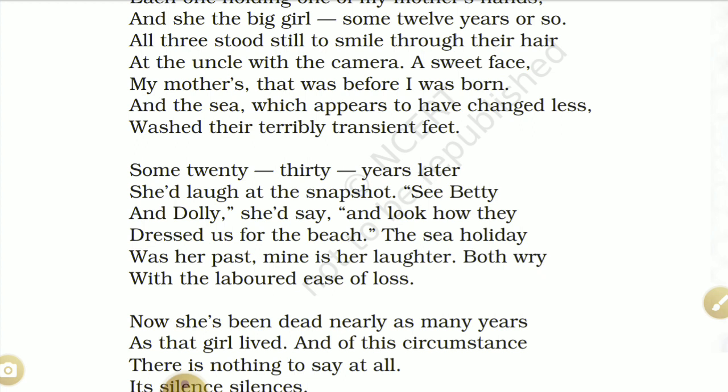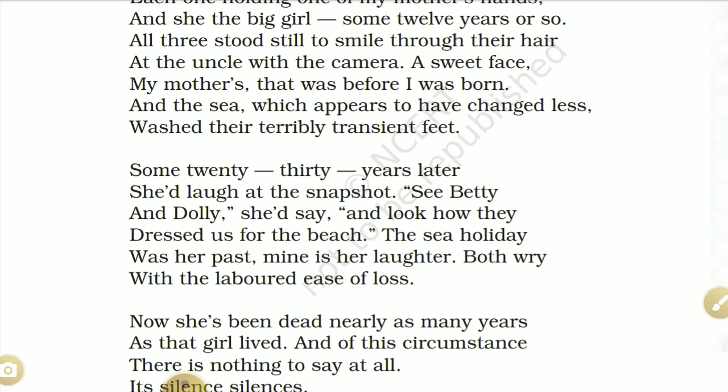So here two past incidents are juxtaposed. Both arrive with the labored ease of loss. See, both rhyming, both are disappointed. Here both the poet and her mother are disappointed with the labored ease of loss. See, whenever we see something, it reminds us of our past, and whenever we think of the past, some sorrowful memories also flash upon our inward eyes. And here also that happens to the poet and her mother. Both lie with the labored ease of loss.